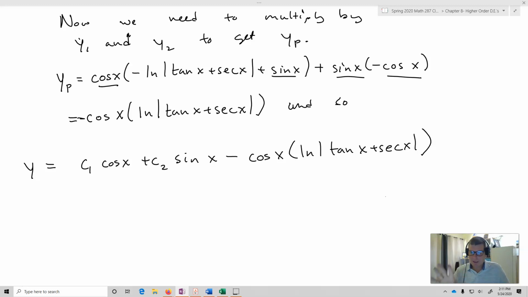So take a look at this. What we're going to go on to next is we're going to talk about Green's function.